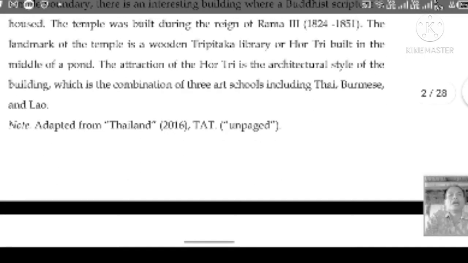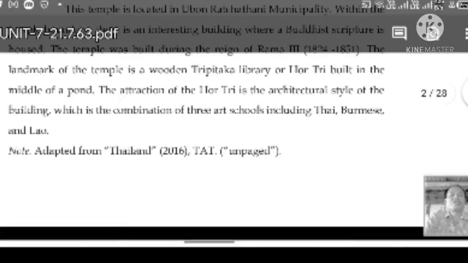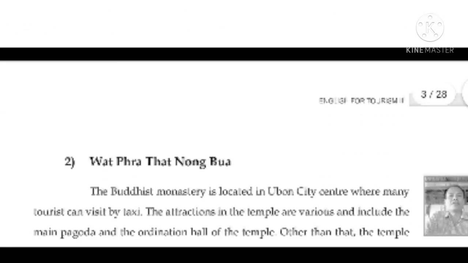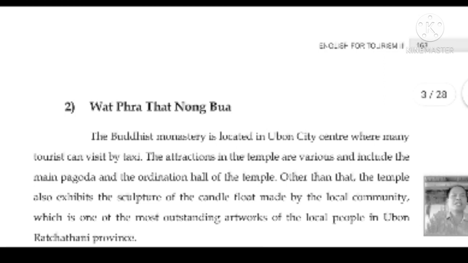So I think many students have a clear idea of what Wat Thung Si Mueang is like. In the next video I'll tell you about the details of the next place, Wat Phra That Nong Bua. Many students go to Wat Phra That Nong Bua every week, and I guess you want to know how to explain the information about the temple in English. So we are going to talk about that in the next video.